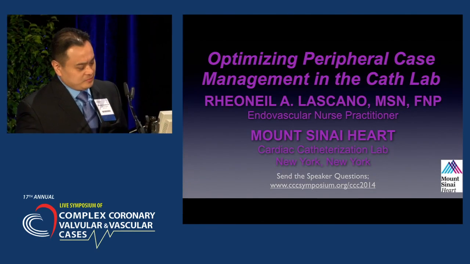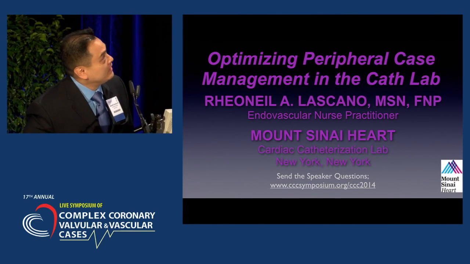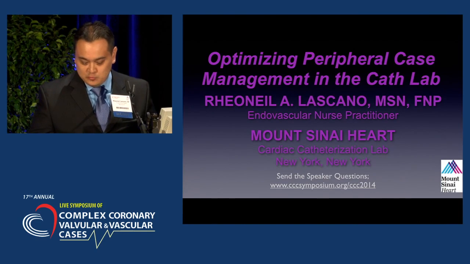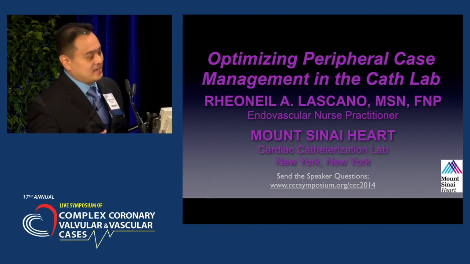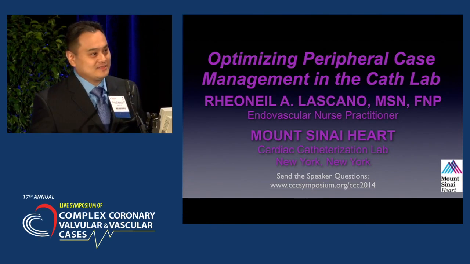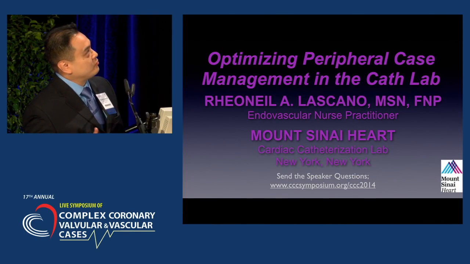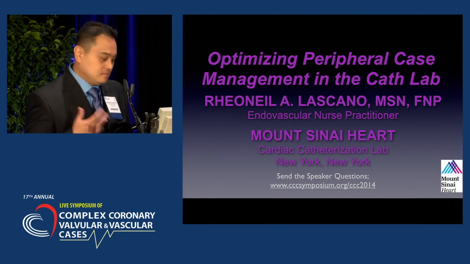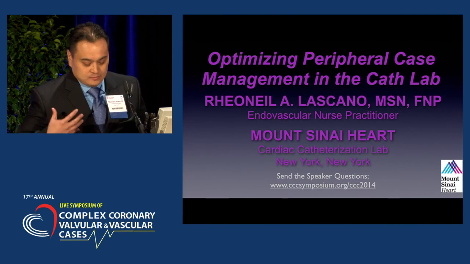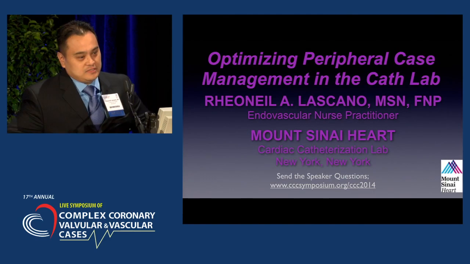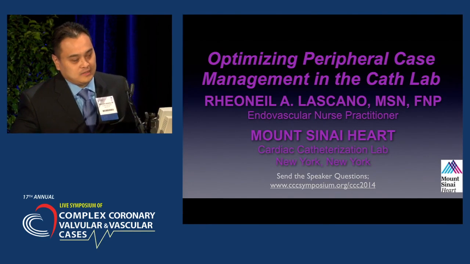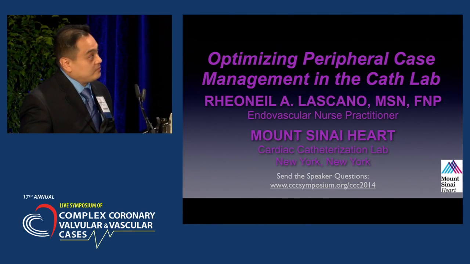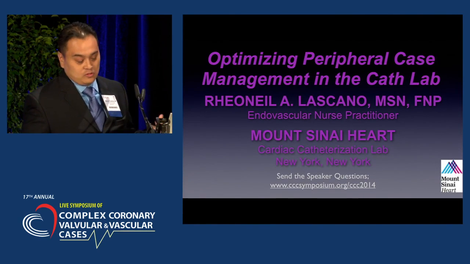So my topic for the presentation today is optimizing peripheral case management in the cardiac cath lab. And when I received this topic, I looked at it and I said, wow, that's a loaded topic. Because when we're talking about peripheral artery disease, we're talking about normally more carotid, peripheral in terms of renal, and also below, in the lower extremity. But what I'm going to talk about today is more lower extremity.